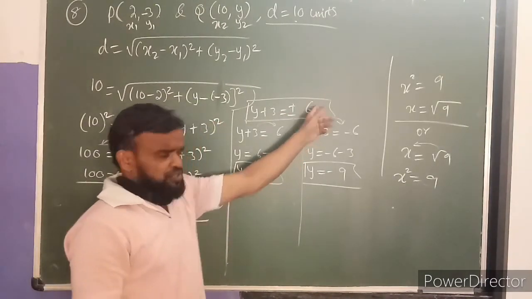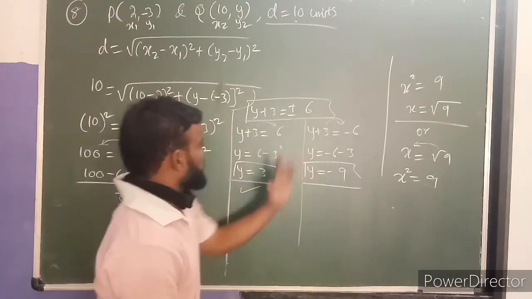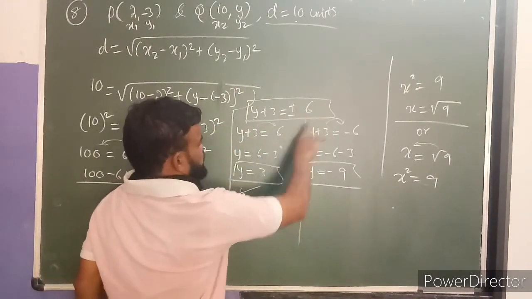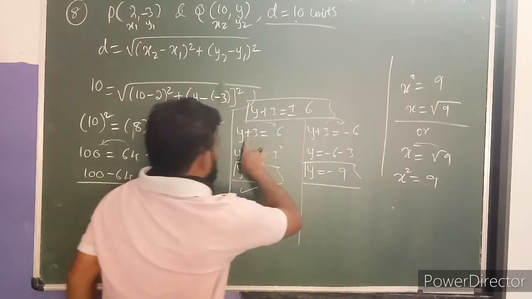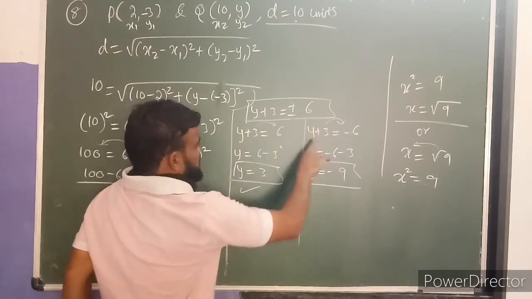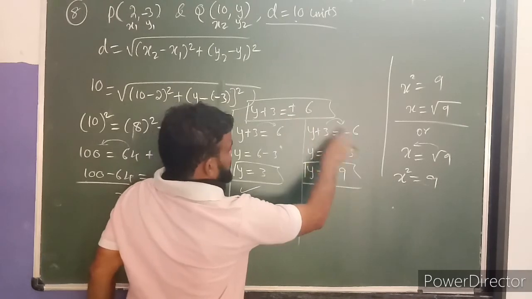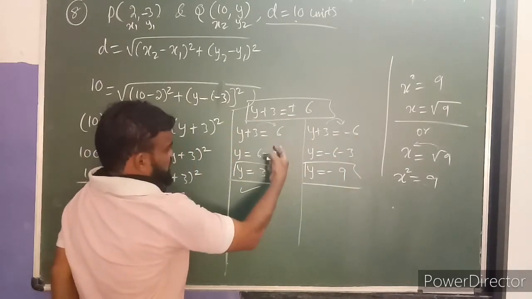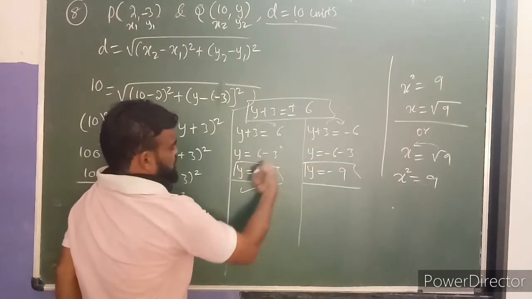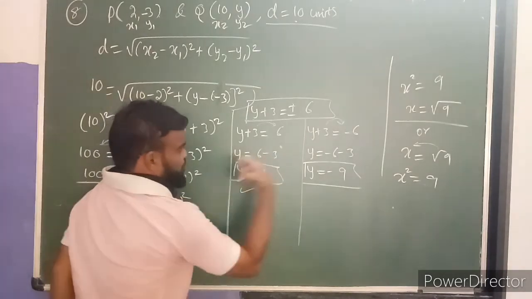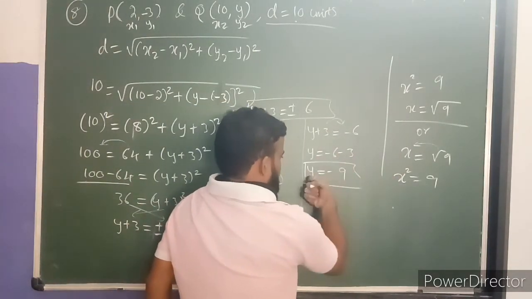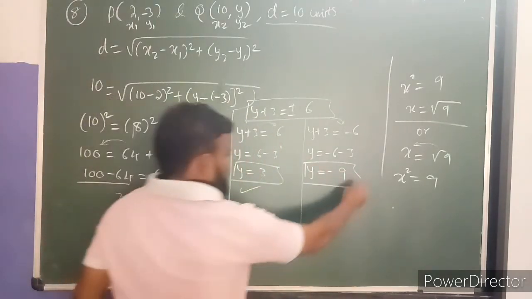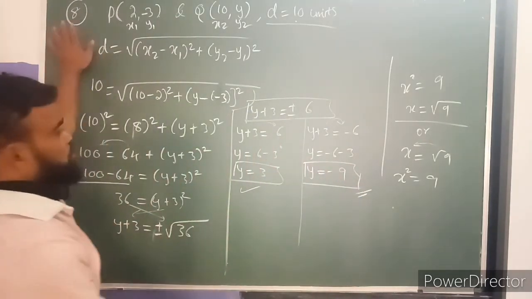Root 36 is 6. After that I will make two separate branches. One is for plus 6 and one is for minus 6. Y plus 3 is equal to plus 6 and y plus 3 is equal to minus 6. So plus 3 transpose this side, y is equal to 6 minus 3, y is equal to 3. Similarly, the plus 3 if I transpose this side, y is equal to minus 6 minus 3, y is equal to minus 9. This is the final answer. This is the question number 8.